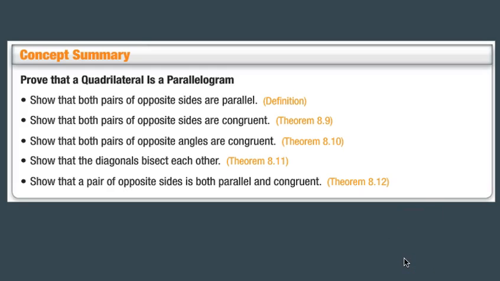So, to prove that a quadrilateral is a parallelogram, we must show that both pairs of opposite sides are parallel, which is by definition, show that both pairs of opposite sides are congruent, show that both pairs of opposite angles are congruent, show that the diagonals bisect each other, or show that one pair of opposite sides is both parallel and congruent. And there we go.